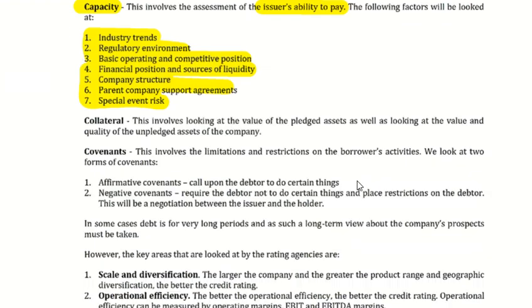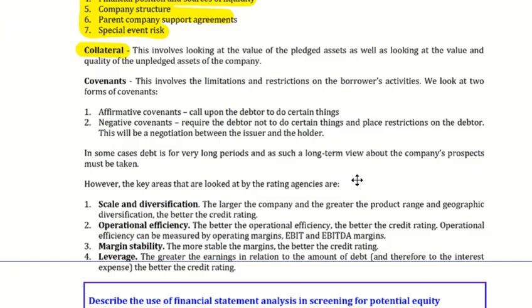Other C's that we look at, of course, are collateral. What kind of assets does this company have that they can pledge as collateral or security? And covenants. What's a covenant? A covenant is a restriction on the company that is lending the money to the issuer, and it talks about the limitations and restrictions that will then be placed by the lender onto the borrower.